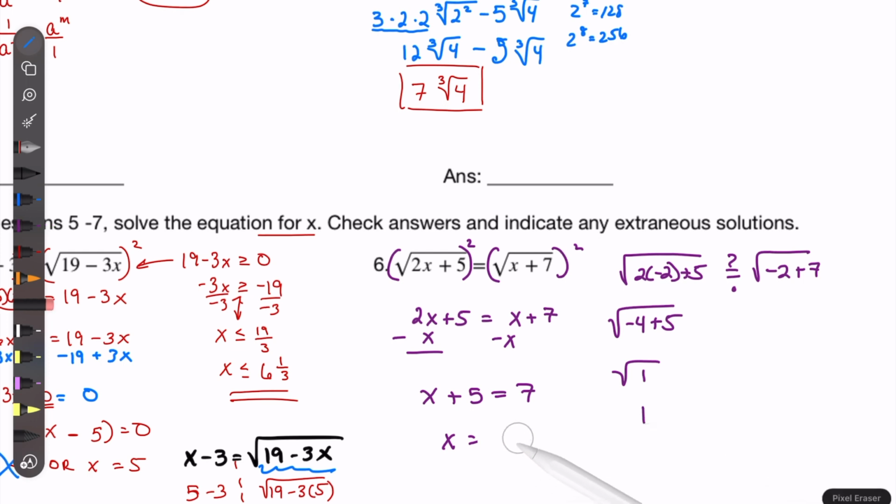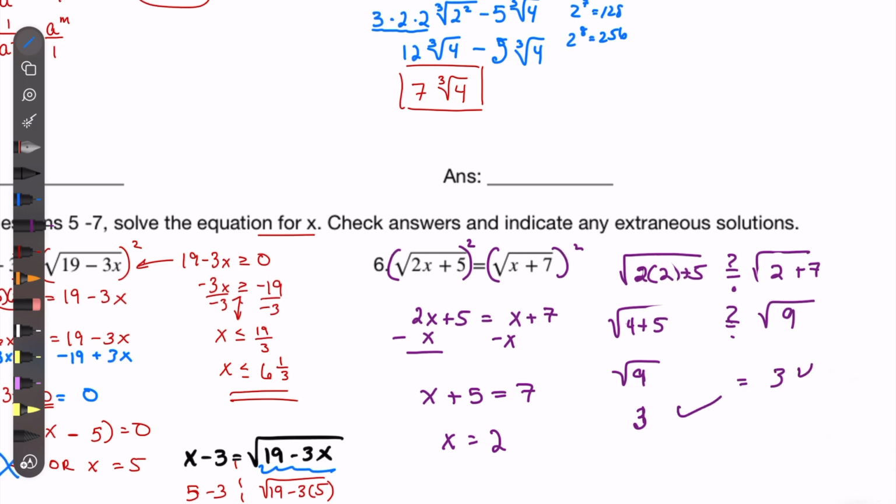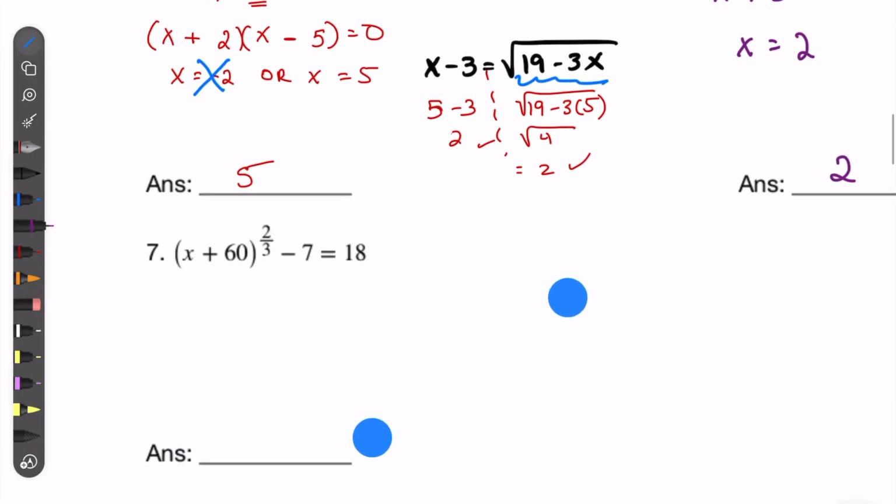Oh, the error, this should be +2. There we go. Let's check a plus 2 in here. There we go. That's 4 plus 5. Square root of 9. There we go. That's a 3. And does that equal 2 plus 9? 2 plus 7 is 9. That equals 3. It checks. So 2 is our solution.